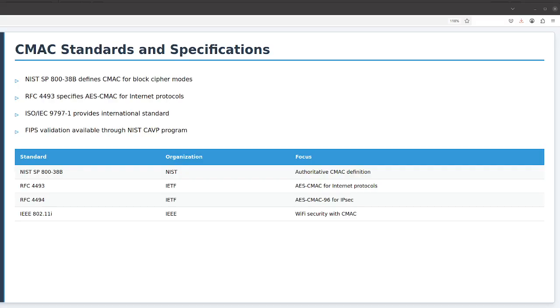RFC 4493, titled The AES-CMAC Algorithm, provides an IETF specification of CMAC specifically for use with AES. This RFC includes the algorithm specification, test vectors, and security considerations. It was published in 2006 and focuses on making CMAC accessible to the Internet Protocols community. The test vectors in this RFC are particularly valuable for validating implementations.